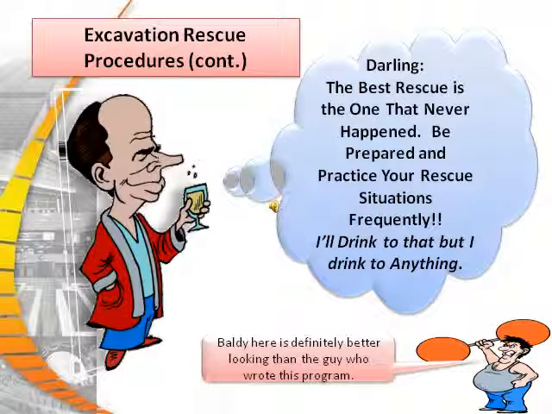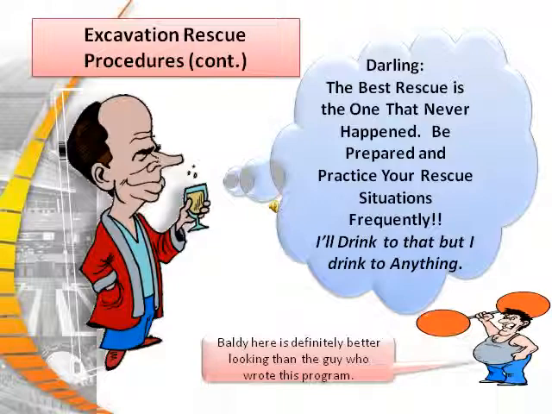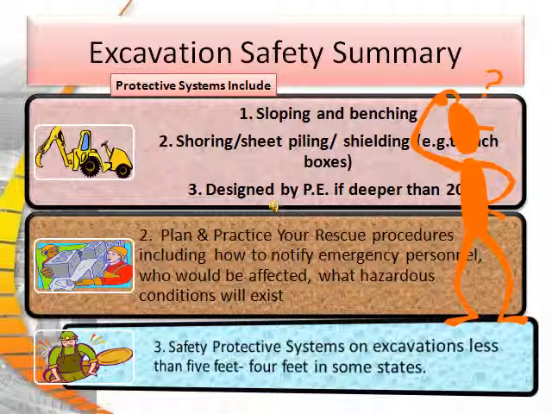The best rescue is one that never happened. Be prepared and practice your rescue frequently. Excavation safety summary. Protective systems include sloping and benching, shoring, sheet piling, and shielding, such as trench boxes. They need to be designed by a professional engineer if deeper than 20 feet. They need to be planned and practiced frequently, including how to notify emergency personnel, who would be affected, and what hazardous conditions might exist. Protective systems on excavations less than 5 feet are required, and 4 feet in some states.